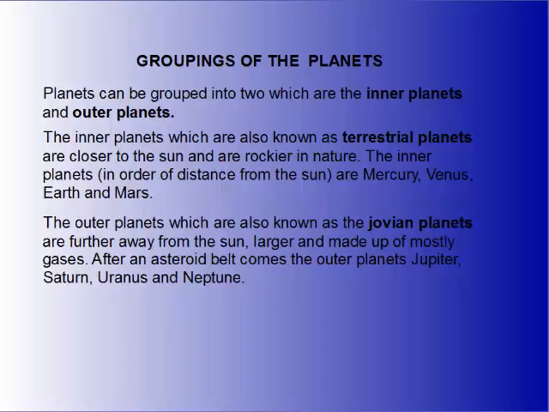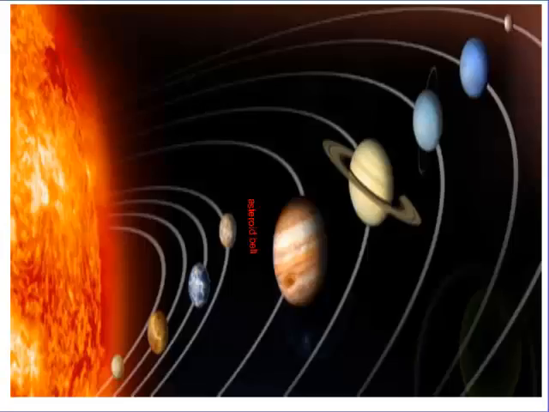The outer planets are also known as the Jovian planets, and these planets are the ones which are the farther away from the sun. They are larger and made up of mostly gases. These planets can be found after an asteroid belt comes, and the planets include Jupiter, Saturn, Uranus, and Neptune. So the terrestrial planets are 4, and the Jovian planets are also 4. So this is how the planets have also been structured in terms of their groupings.